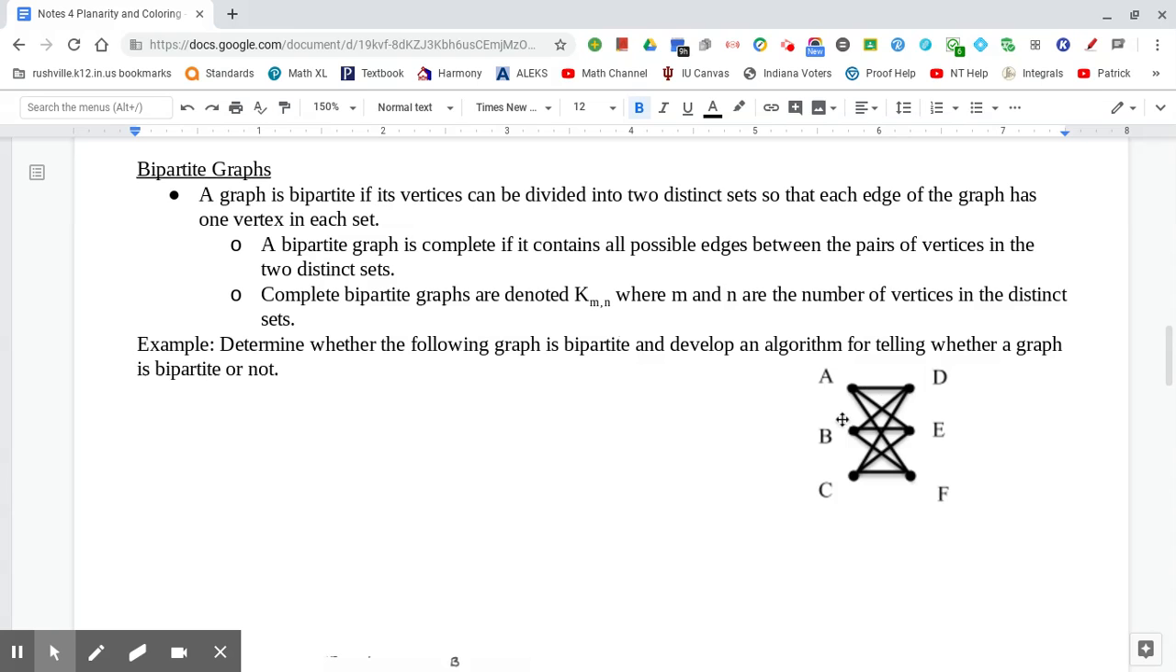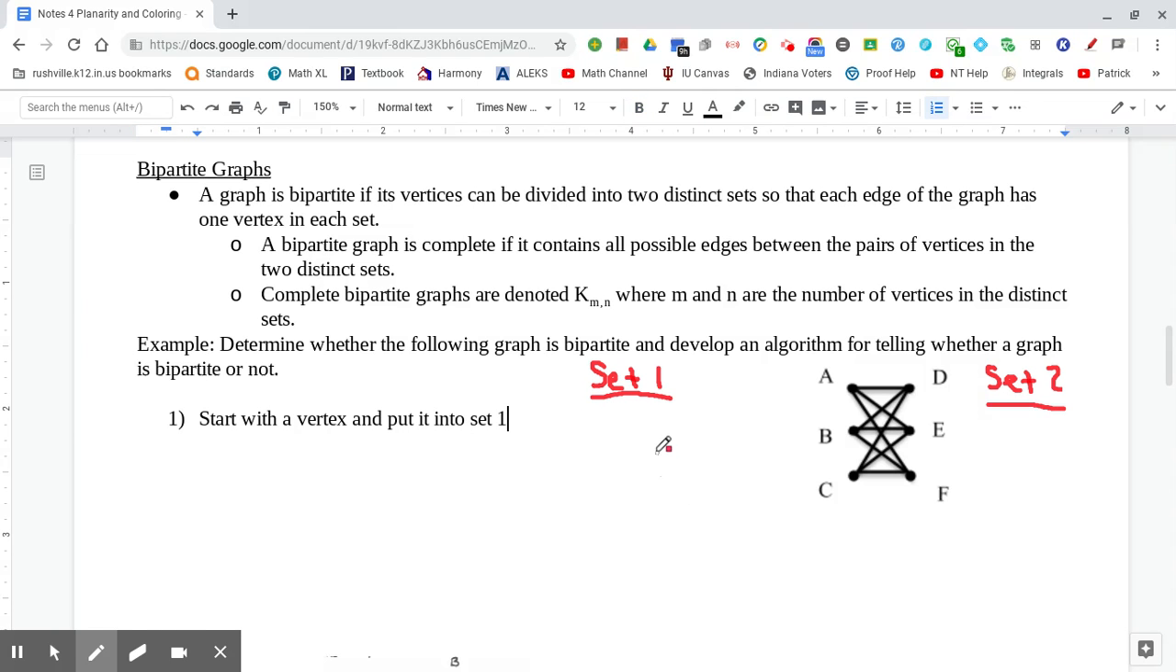But first, we're going to look at this graph right here and try to determine if it's bipartite, and we're going to come up with an algorithm, a method for us to determine if it's a bipartite graph or not. The first thing I'm going to do is make 2 lists. One is set 1, and the other list will be called set 2. I'm going to start with any vertex on my graph and put it into set 1. So why not start off with A? I'm going to take vertex A and place it into set 1.